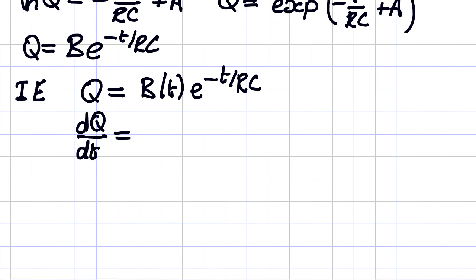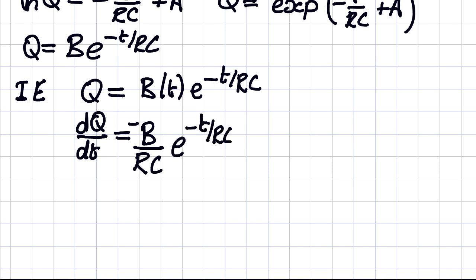dQ/dt is B times minus 1 over RC times e to the minus t over RC. That's u times dv/dx, since we're using the product rule, and then that will be v du/dx. So that's plus dB/dt times e to the minus t over RC.